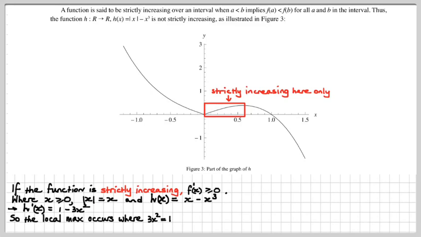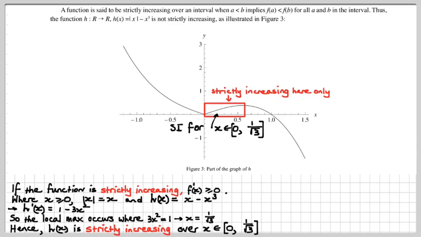So therefore, the local max occurs where this h dashed of x equals 0, therefore 3x squared equals 1, and yes, I had it right, therefore x would be, in this case, plus 1 over root 3. We're not going to consider the negative case because it's a different function over there. It's not x minus x cubed on the left-hand side of the y-axis, so we're only referring to the positive bit over here, right?